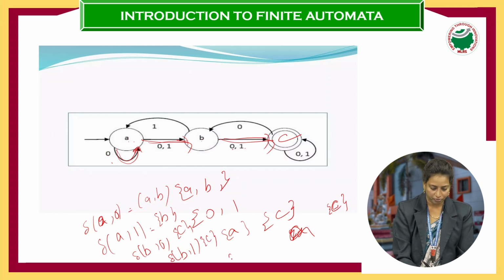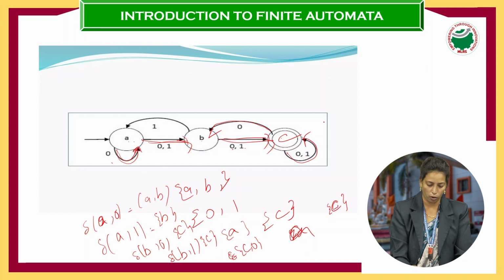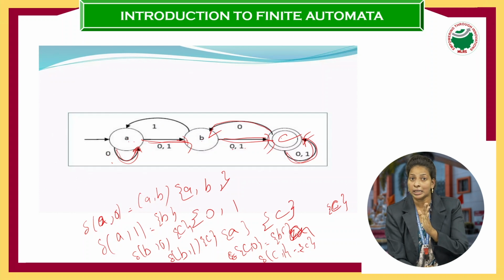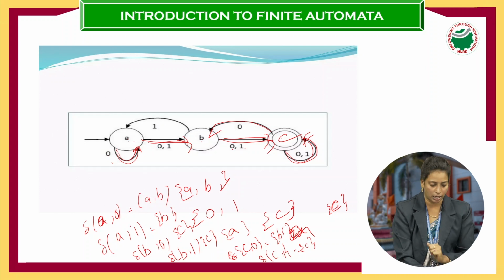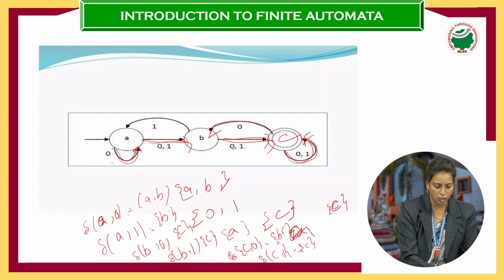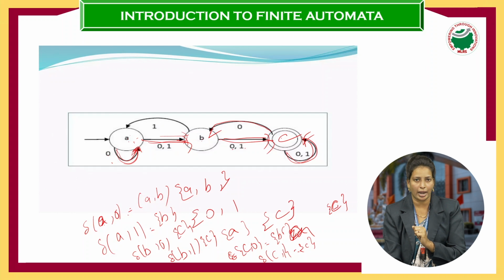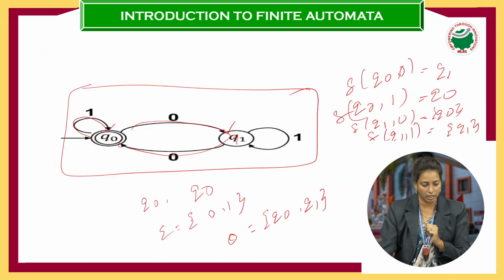Okay. Next, delta of C of 0: C of 0 moves to B and it moves to C only. That means B comma C. Next, delta of C of 1 moves to C only. So observe this case. In NDFA, it contains multiple transitions. That means here A of 0 moves to A and moves to B. That means here 2 transitions, right? One input symbol contains how many transitions? 2 transitions. Let us observe in DFA.